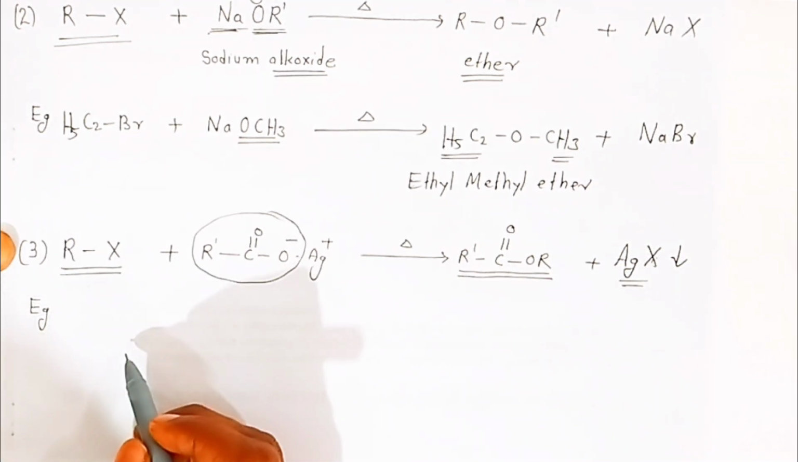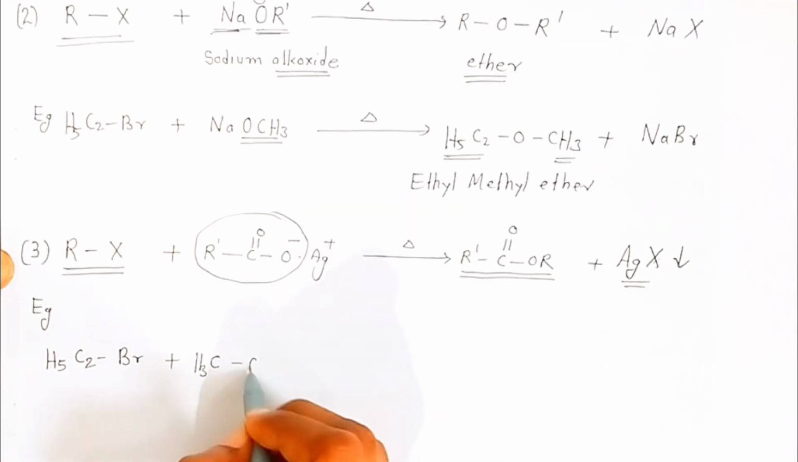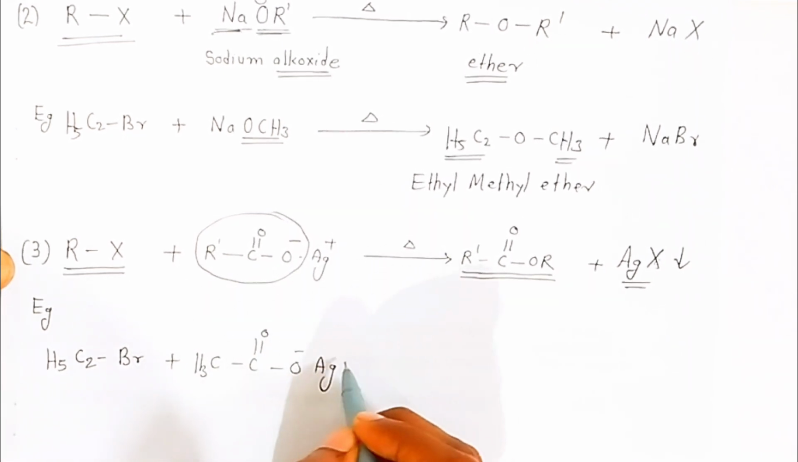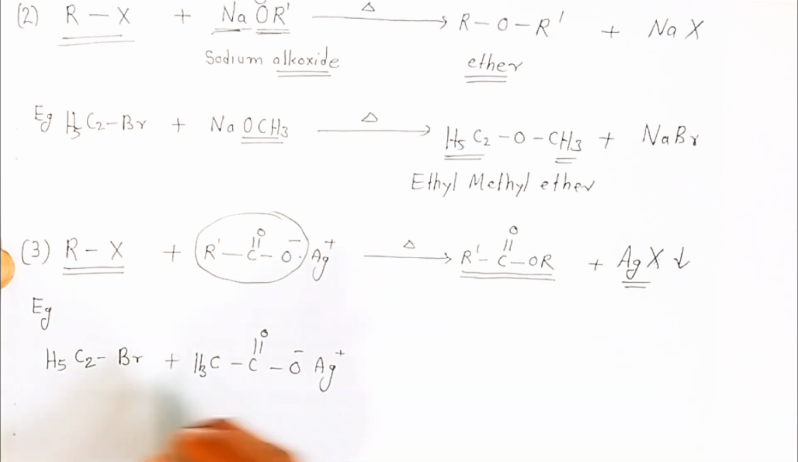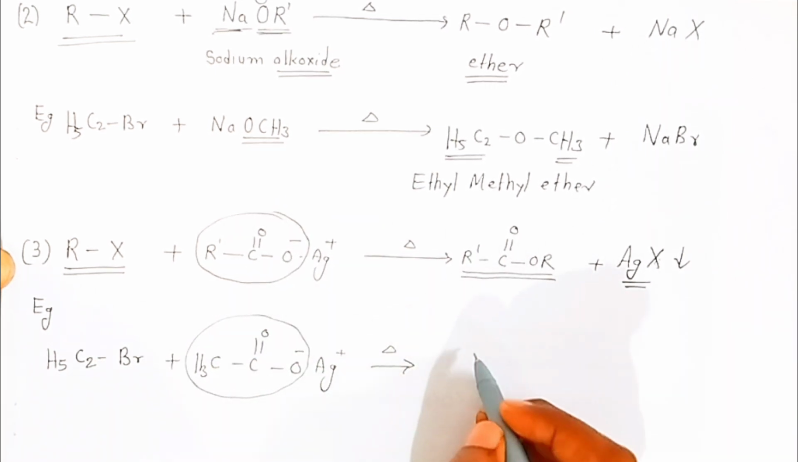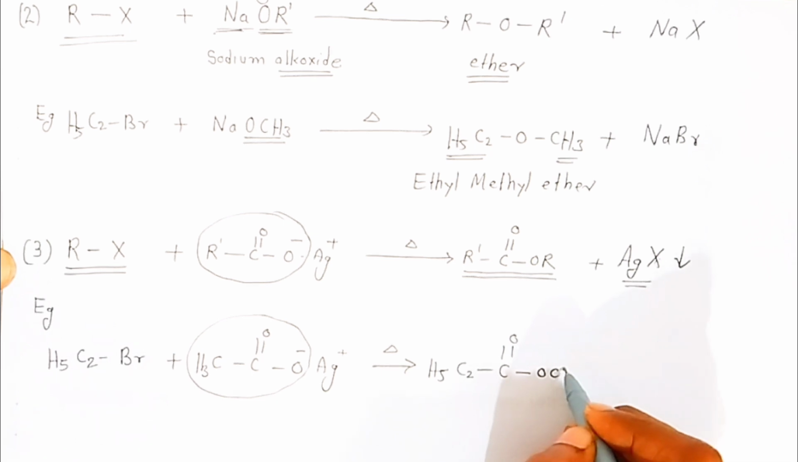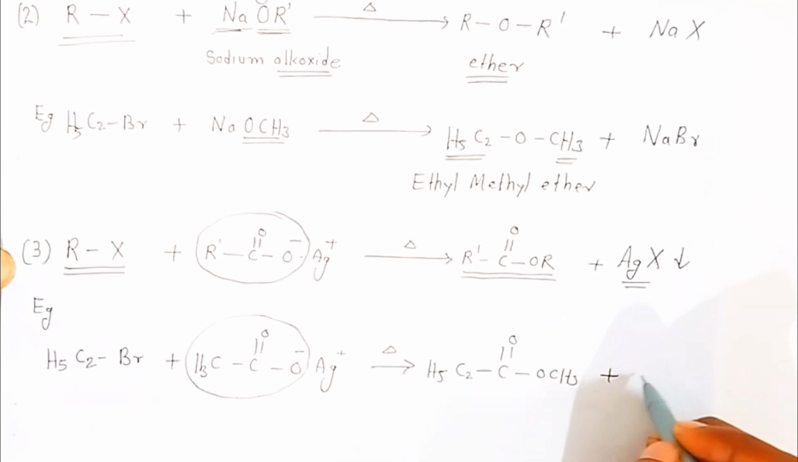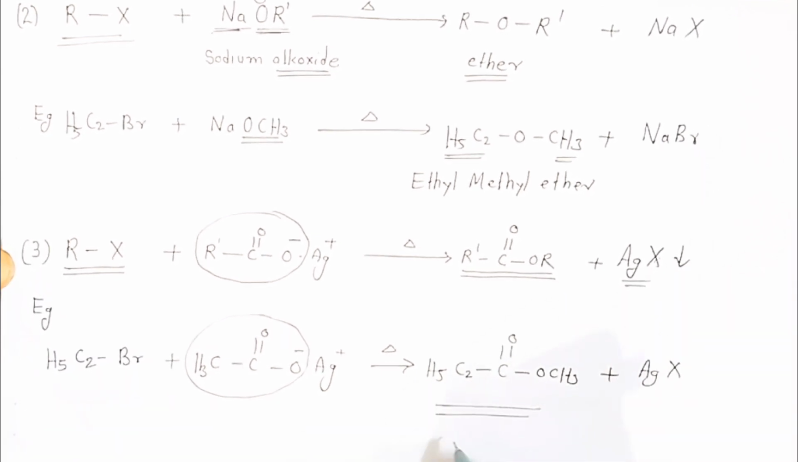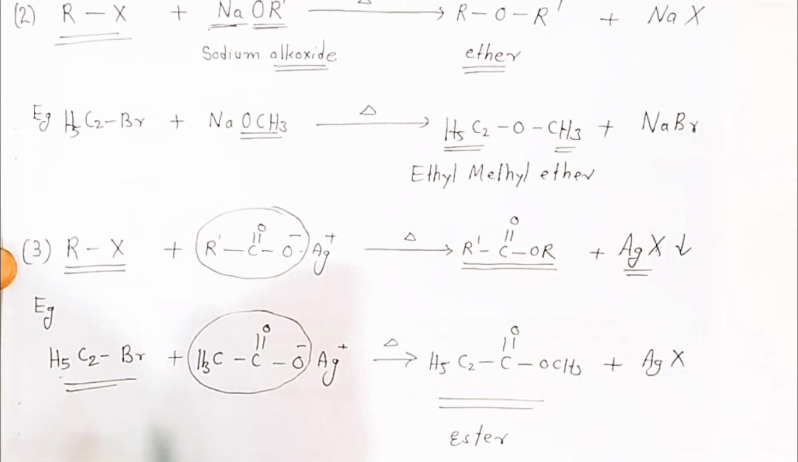Now, students, for example, if you have ethyl bromide reacting with CH3COOAg. Understanding, students? This acetate now replaces the bromide. This will be the nucleophile, students. When you just heat it, you will find C2H5COOCH3, and you are getting silver halide. So there is a formation of ester, students. This way you can prepare the ester from ethyl bromide. Understanding, students? So the action of silver acetate on ethyl bromide gives the ester.